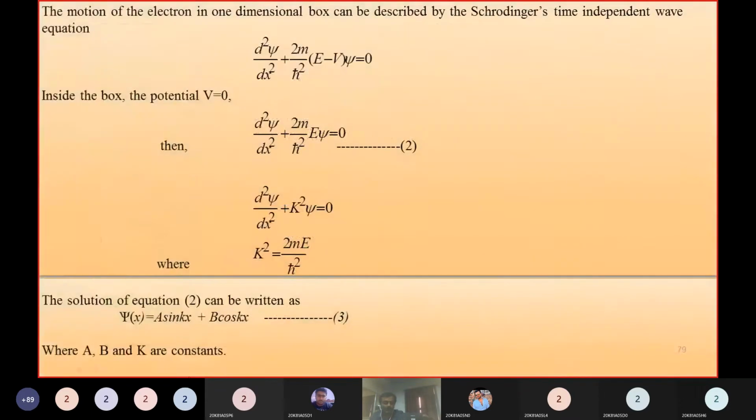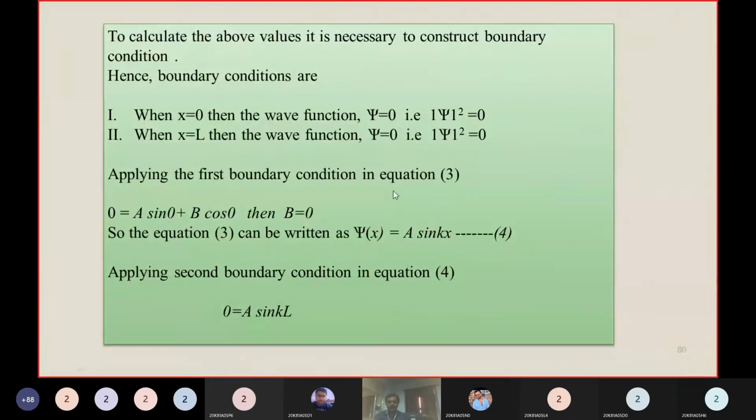This is the solution. Let us take that as equation 3. Now, applying the first boundary condition to equation 3, at x is equal to 0, substitute the 0 value in place of x. Here sin kx is there, so instead of x we substitute 0. Similarly, cos kx is there, and instead of x we substitute 0. That means it will become sin 0 and cos 0.